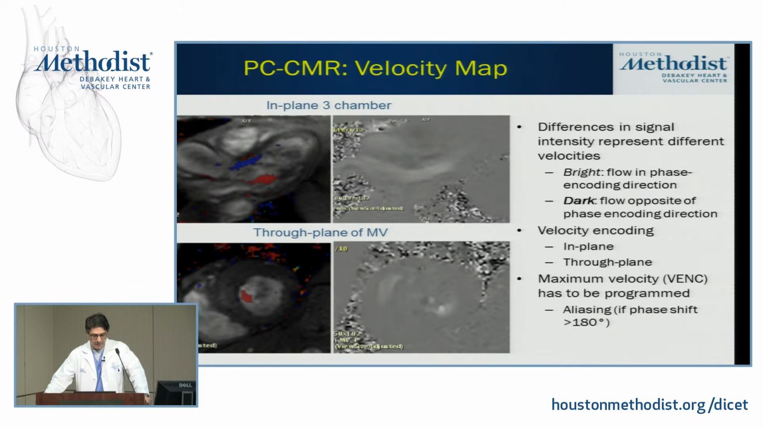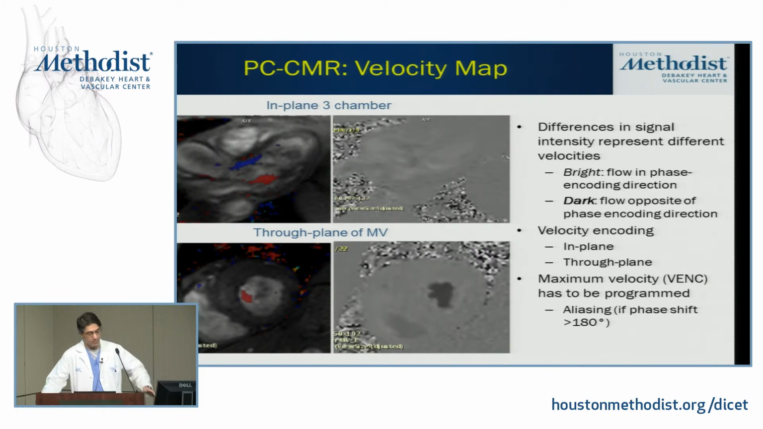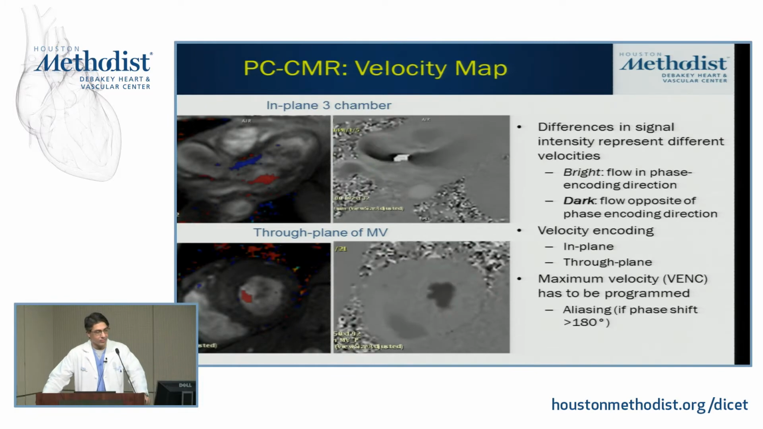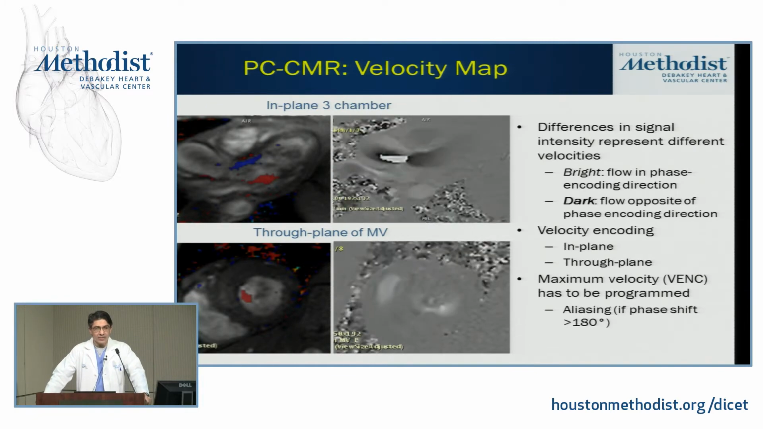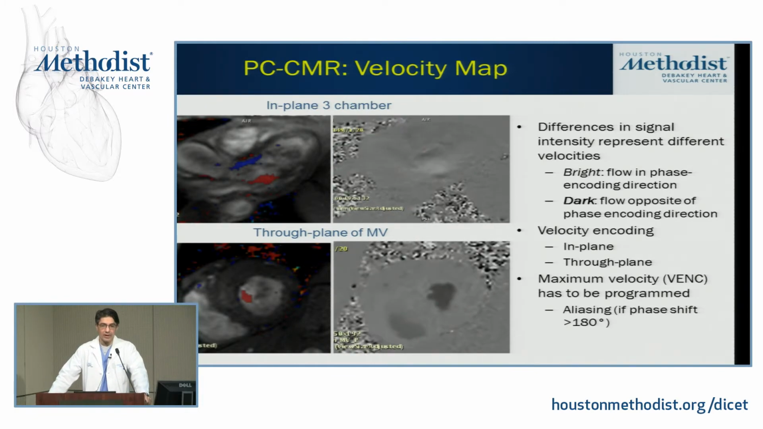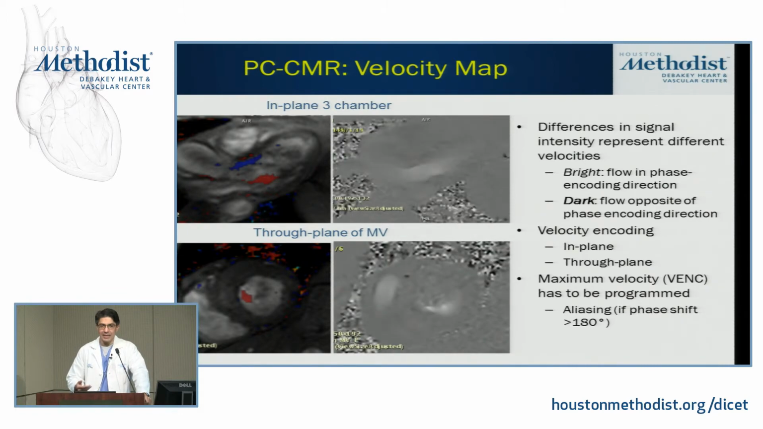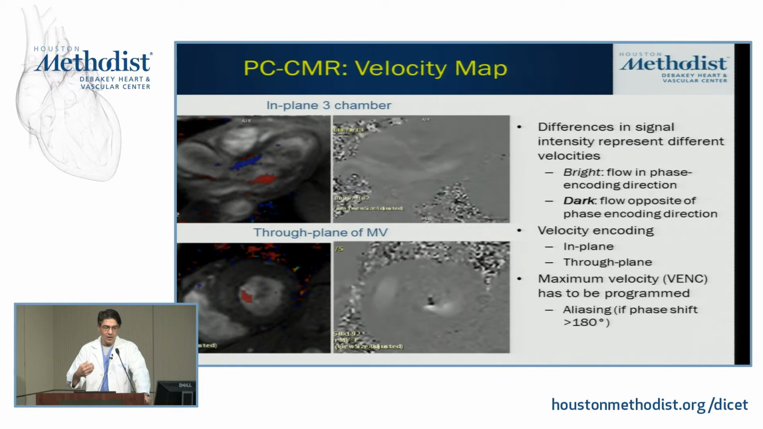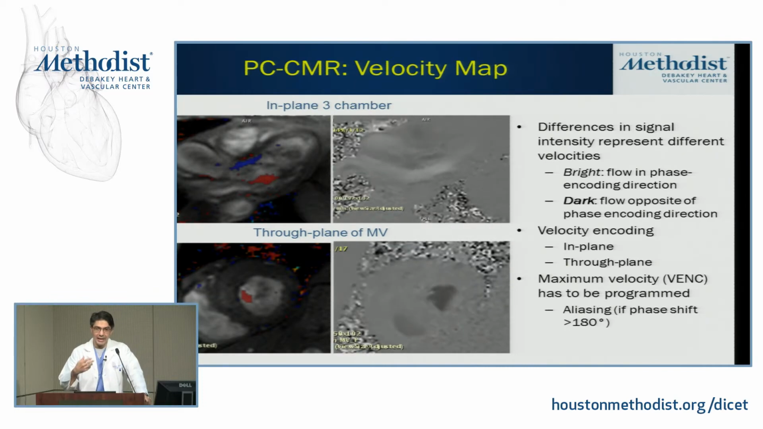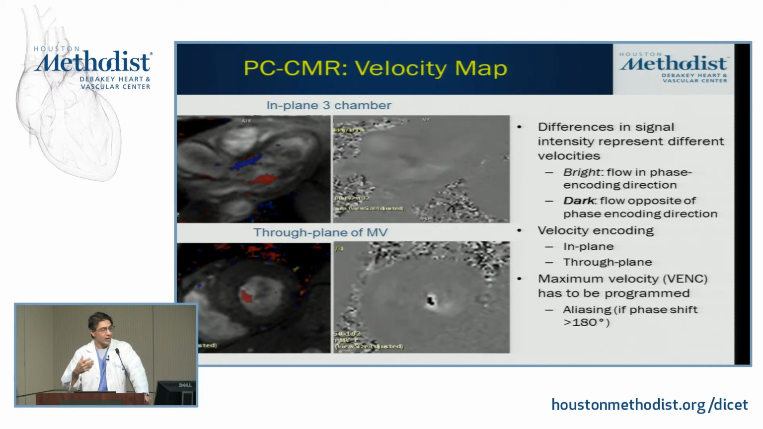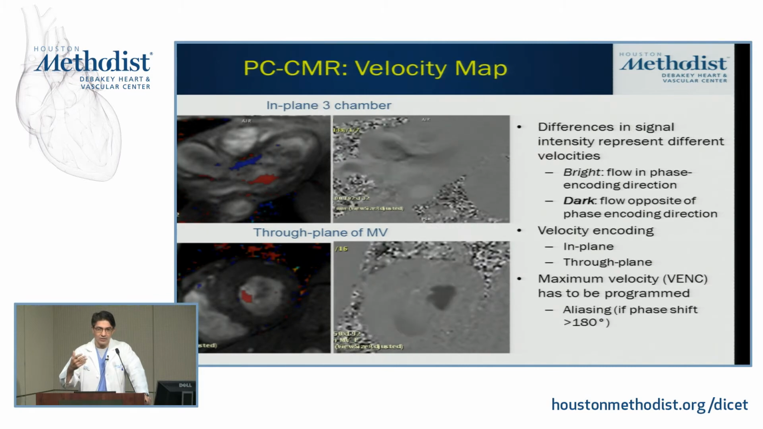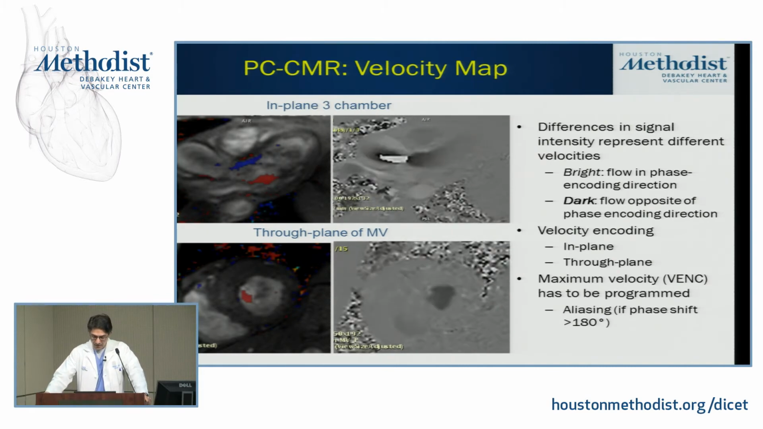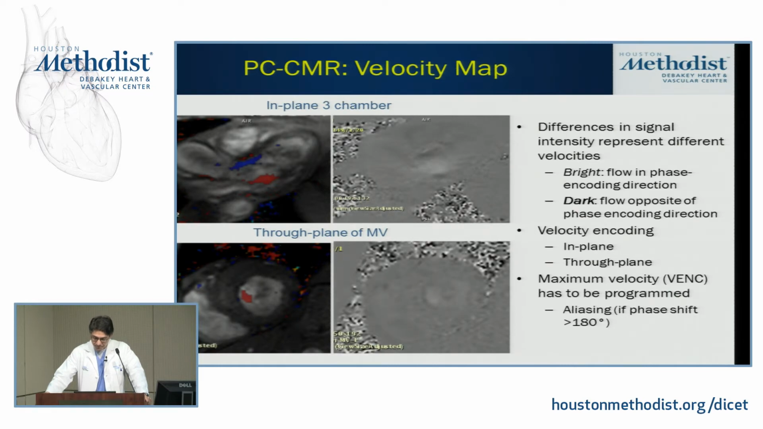There are usually two types of images. You have a magnitude image on the left, which gives you the anatomy, and then you have your phase contrast image. The phase contrast images can be acquired either through plane, where you're assessing flow of blood coming at you, or in plane, where you create a long axis slice and you can see the flow of blood in two different directions.